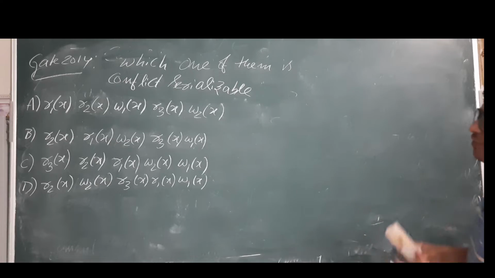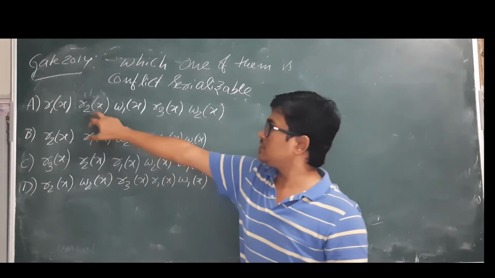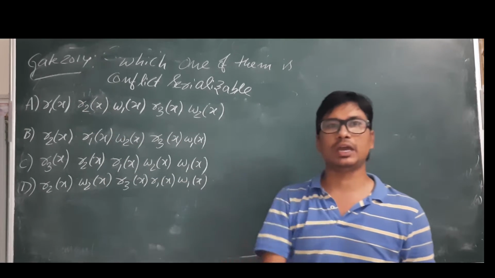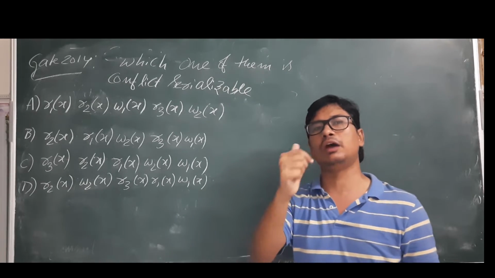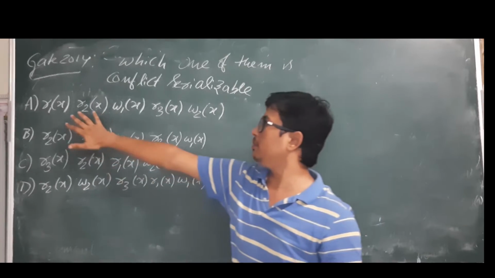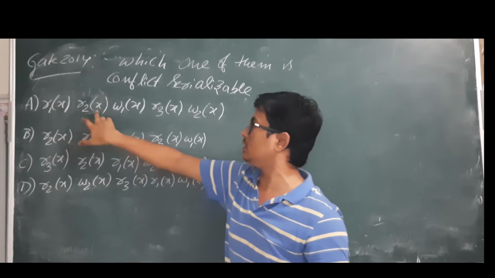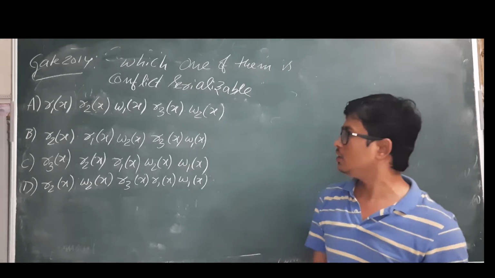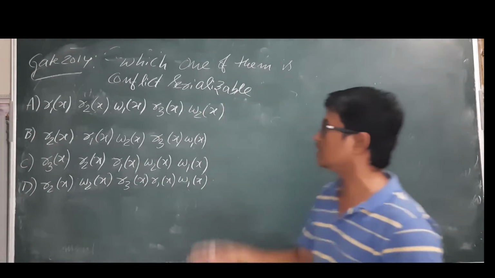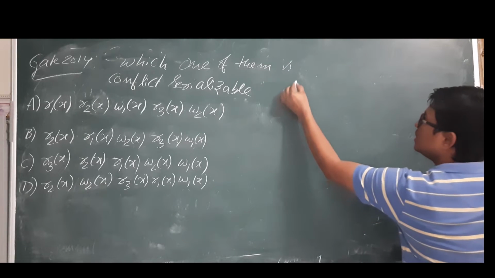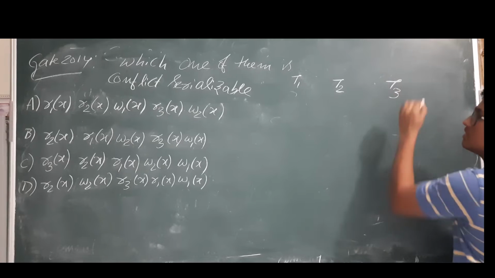If we see R1, it means transaction 1. If we see R2, it means transaction 2. And here we have R3 of X, meaning transaction 3. So how many transactions are there in this schedule? 3 transactions: transaction 1, transaction 2, transaction 3. So first you need to identify how many transactions there are.